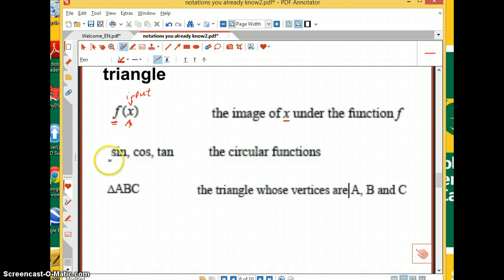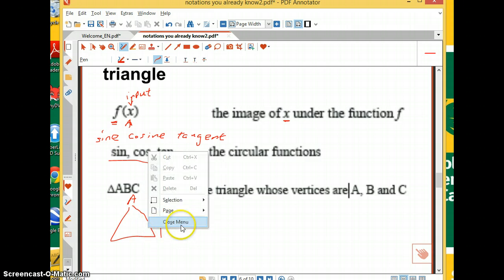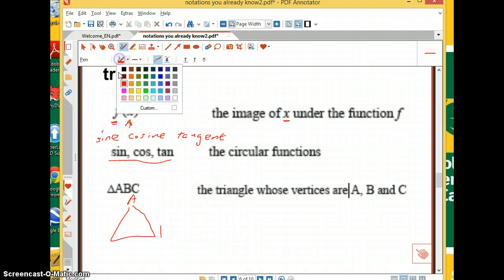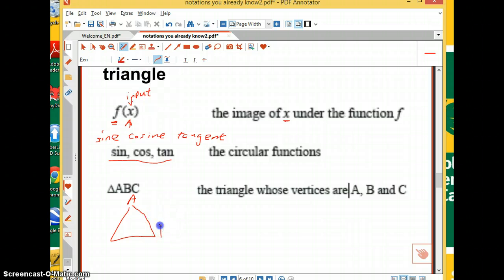Sine, cosine, tangent. You probably remember these, although you might not remember exactly what they are. If you write them out, they look like this. But the first 3 letters are the abbreviation. Triangle ABC means a triangle which has the corners or vertices A, B, and C.